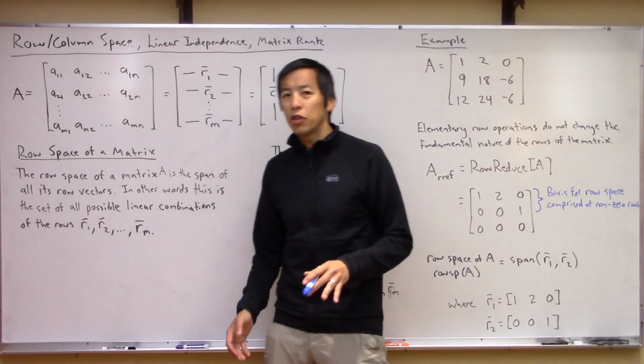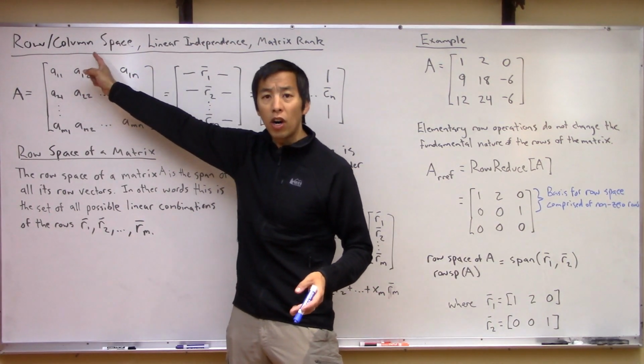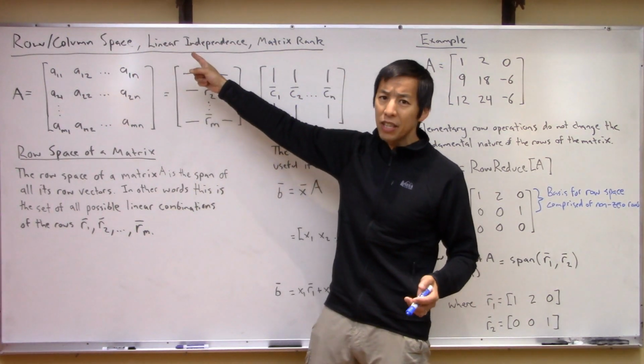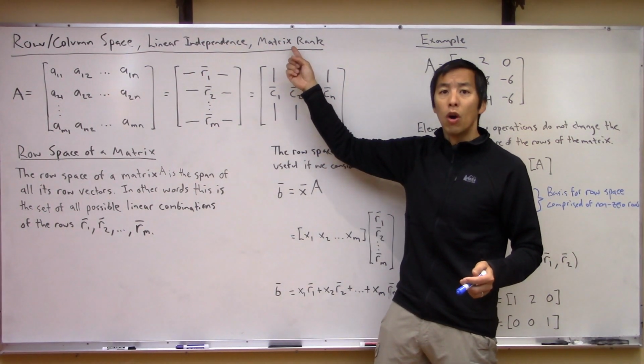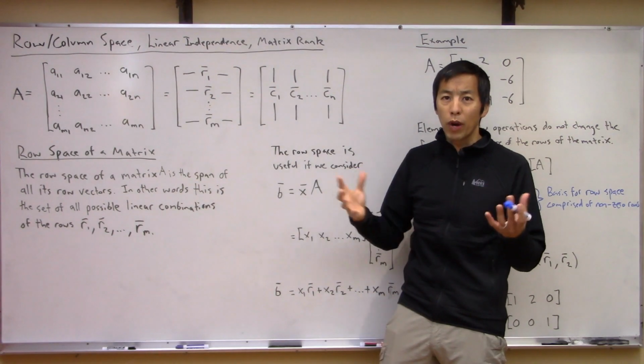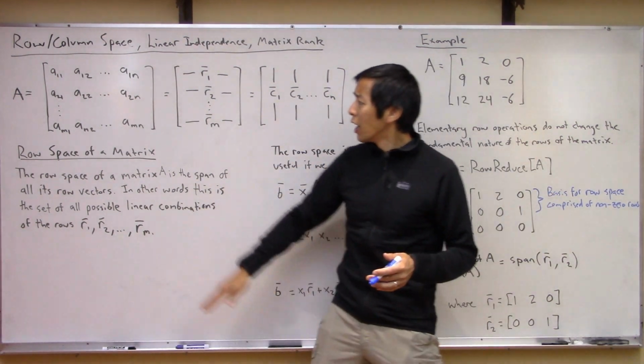So today I'd like to continue our discussion on linear algebra by investigating the concepts of row and column space of a matrix, which is going to lead to a discussion on linear independence, which is very closely related to what's known as the matrix rank, or the rank of a matrix. So with that being said, why don't we just jump right into it?